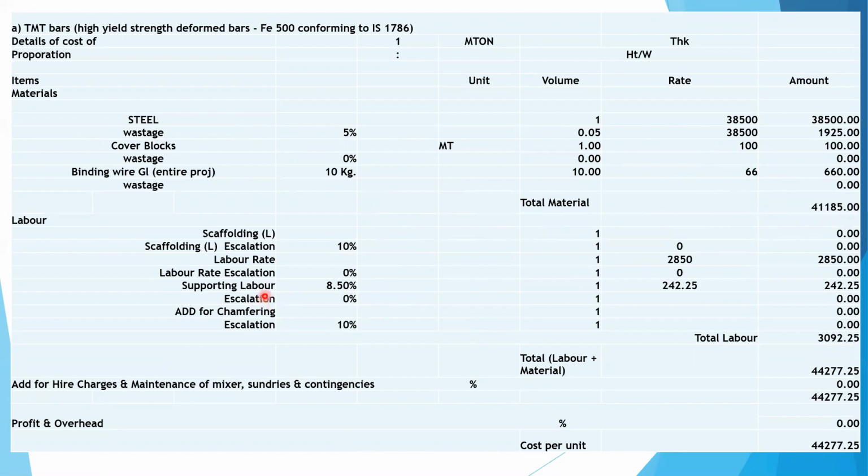Labor cost. Cutting and bending labor rate will be 2850. Supporting labor will be 242.25. So the labor cost will be 3092. So cost of FE 500 material plus labor will be 44,277 rupees per metric ton.